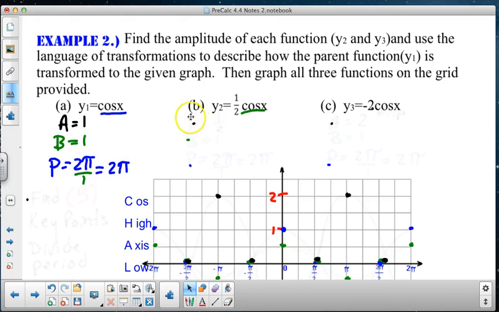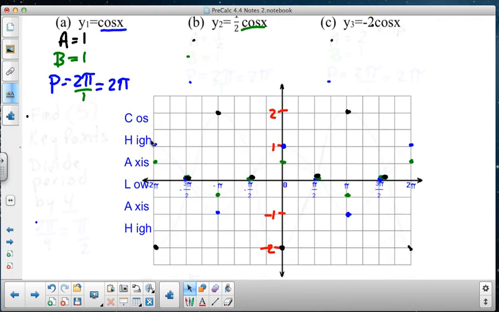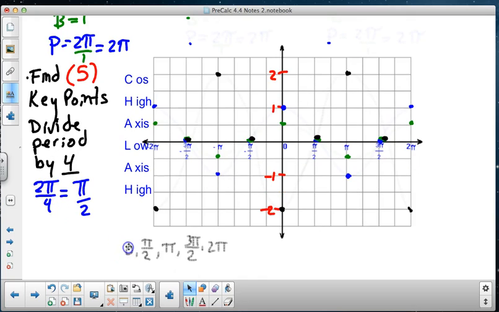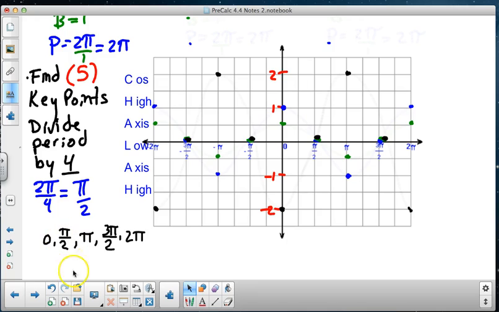Now, if I graph just that one, just so we have the idea, I'm going to do the 5 key points. I'm going to divide my period into 4 equal parts. Well, 2 pi divided by 4 is pi over 2. We've already done this. And I have my points that I'm going to graph. My 5 key points are 0, pi over 2, pi, 3 pi over 2, and 2 pi. I started here, I numbered them out, and I numbered back.